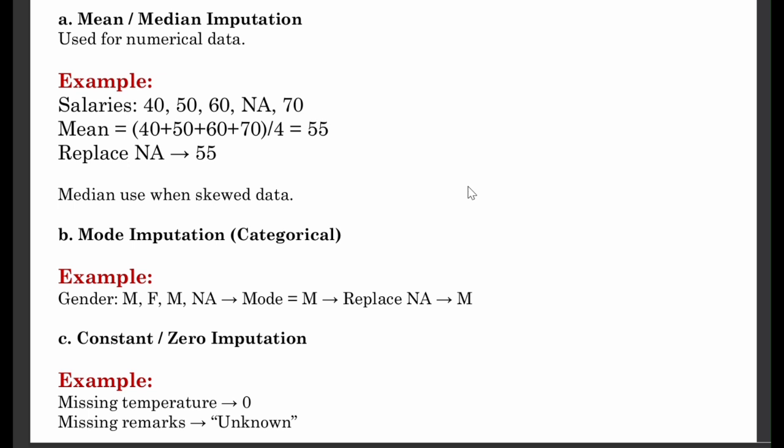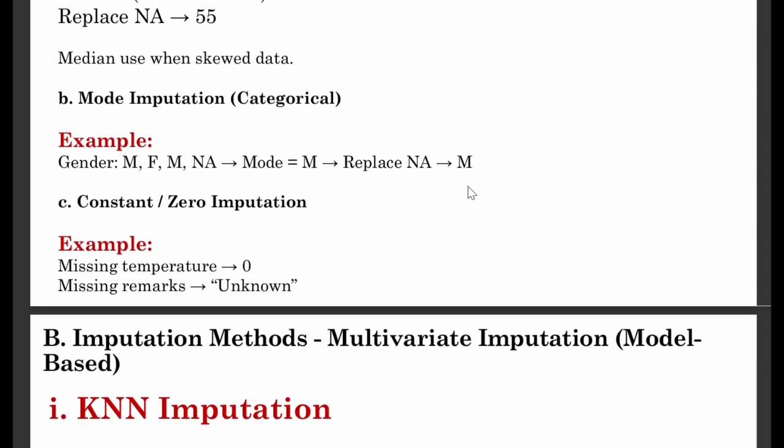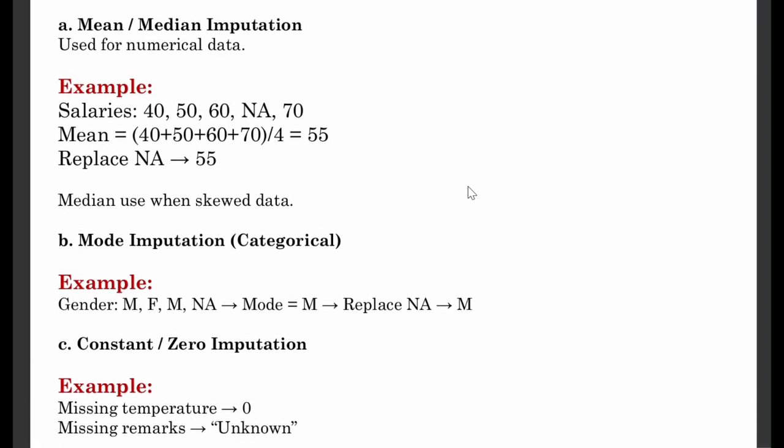Now method 2 is median imputation. Use the middle value instead of the mean. Best for skewed data or data with outliers, because the median is not affected by extreme values the way the mean is.